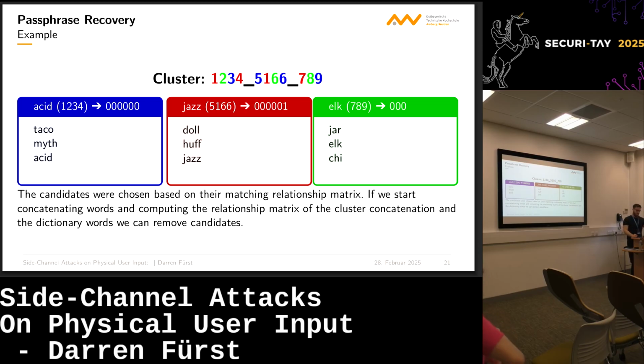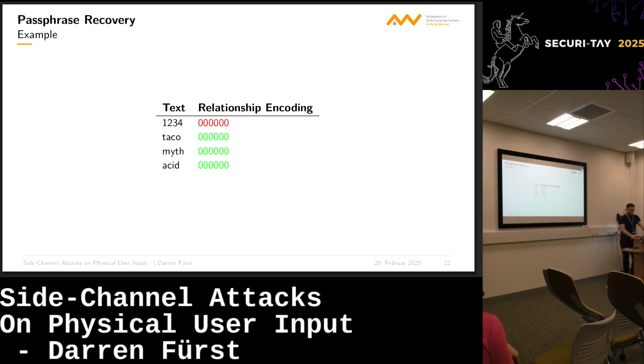And these are just example words that you might find in a dictionary. So I use taco, myth, and acid for the first one, and so on. Then we can do a first step of filtering out candidates. We take the first word, get all the words from our dictionary that fit this relationship encoding, and then look if we can filter out some. Here we can't filter out any, because all of them fit this pattern of not having any duplicated letters, right?